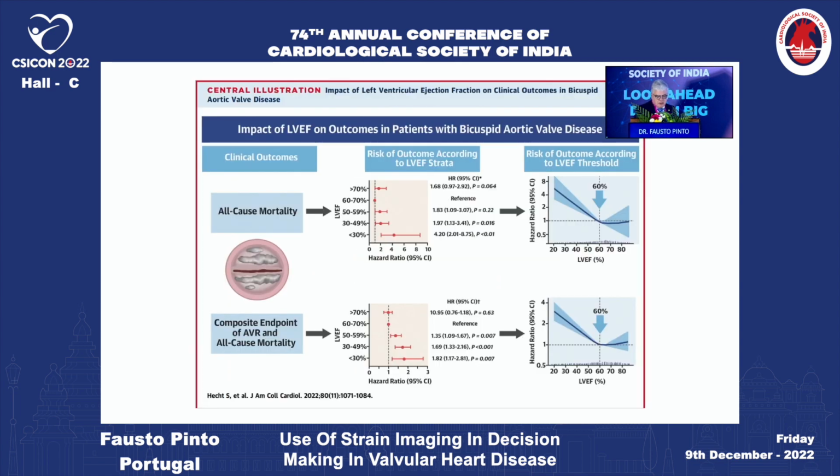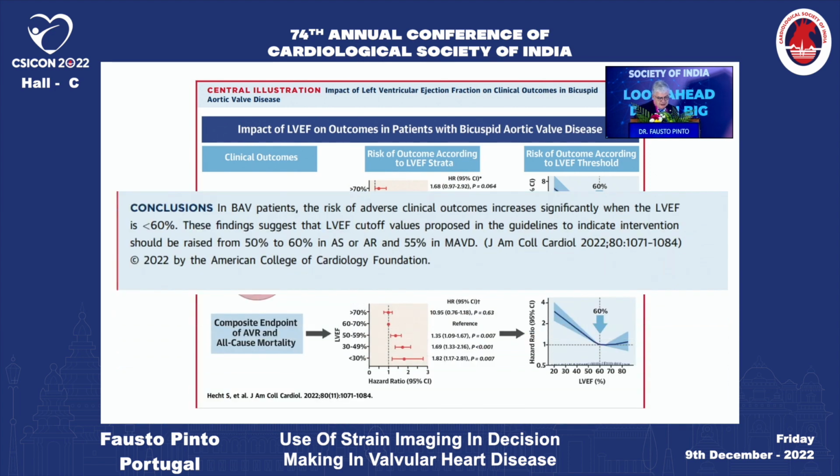And what was shown here was that there was an impact of left ventricular ejection fraction on the outcomes of patients with bicuspid aortic valve disease. And actually the threshold here was put at 60% of ejection fraction. That's why the conclusion from this study was that in patients with bicuspid aortic valve, the risk of adverse clinical outcomes increases significantly when left ventricular function assessed by ejection fraction is less than 60%.